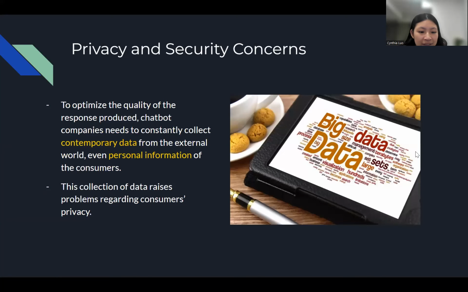Then we have privacy and security concerns, which also contribute to consumer distrust. To optimize the quality of responses, chatbot companies need to constantly collect contemporary data, even including personal information of the consumers. And this collection of data raises problems regarding consumer privacy.